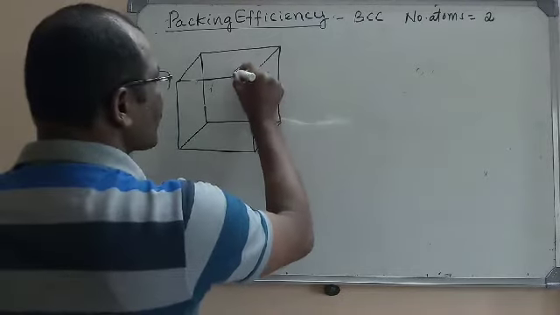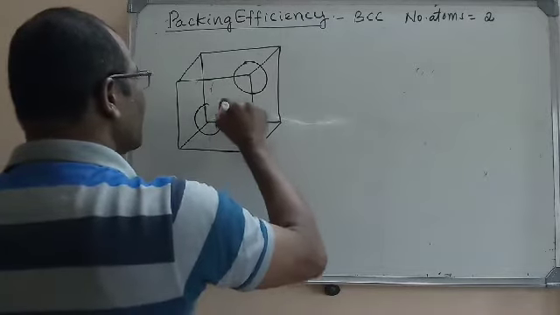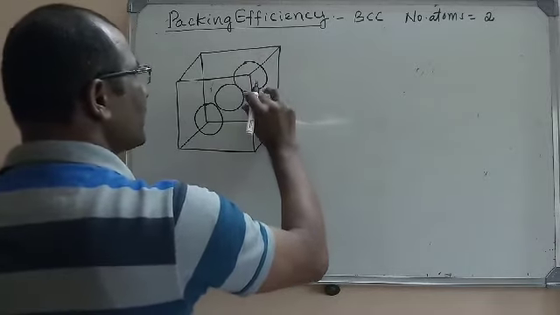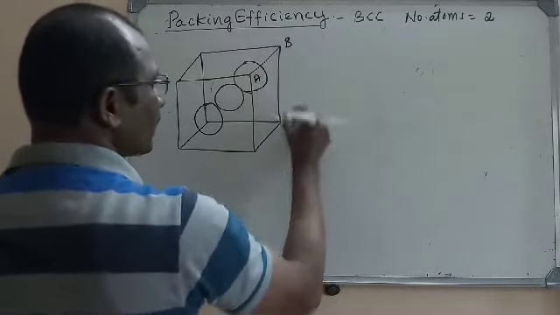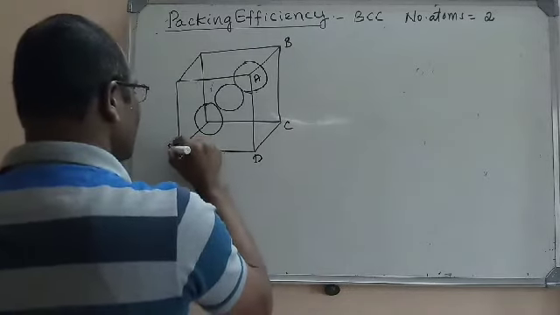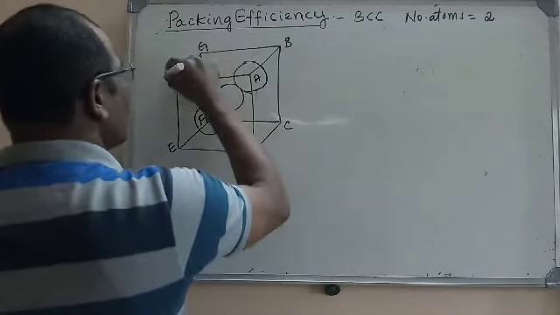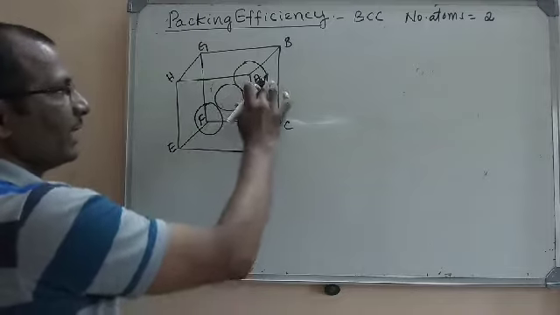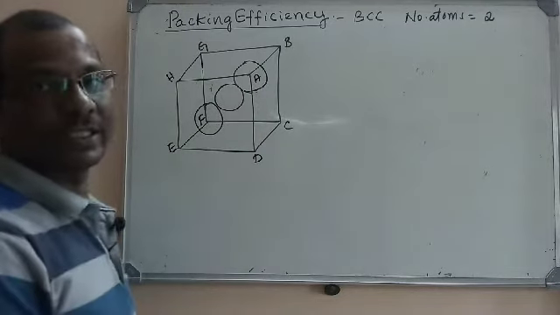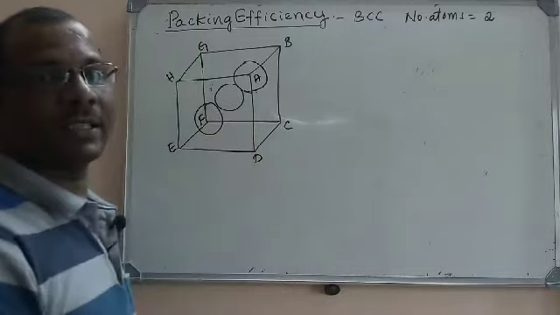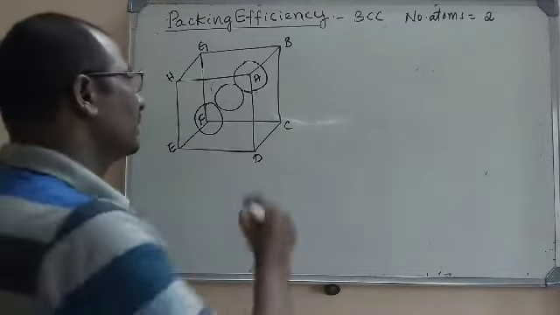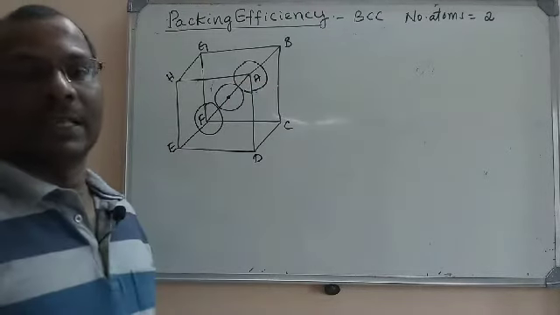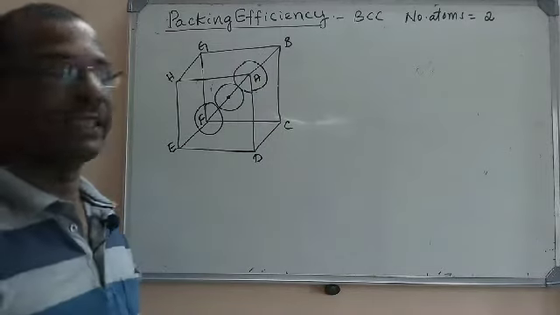So this is one sphere here, this is the other sphere, and this is the sphere at the center of the body. Look here, we have drawn only 3 spheres. This is A, B, C, D. This is E, and this is F, G, and H. We have taken 2 atoms, one at A and the other at F. A and F are opposite corners of the unit cell. And this is the sphere at the center of the unit cell. Let us join these. So this is the body diagonal.